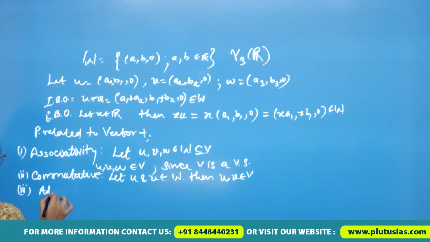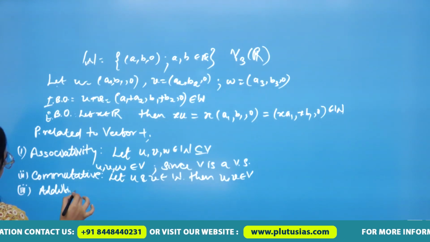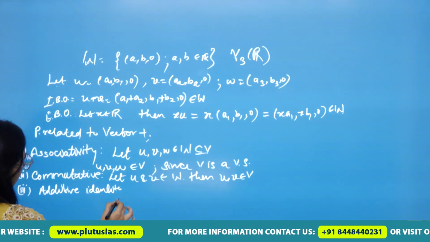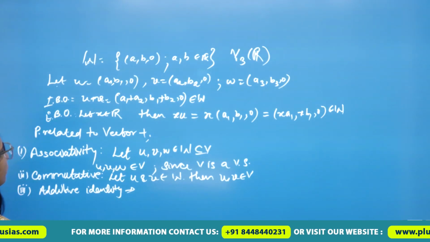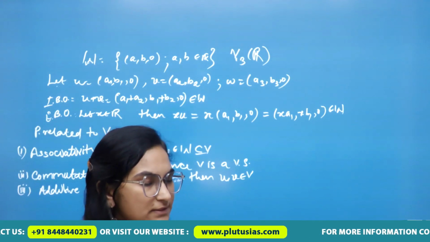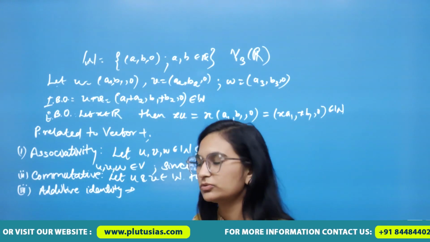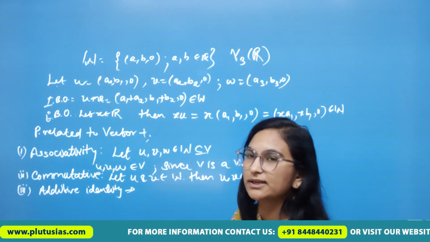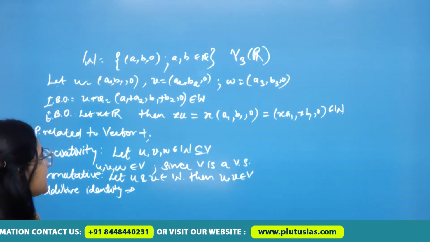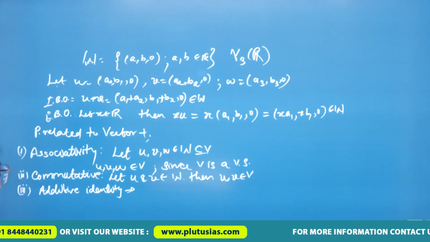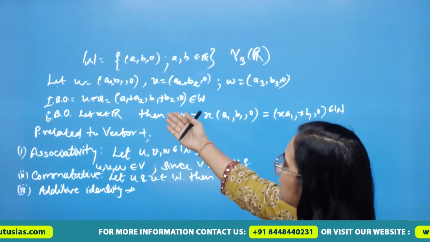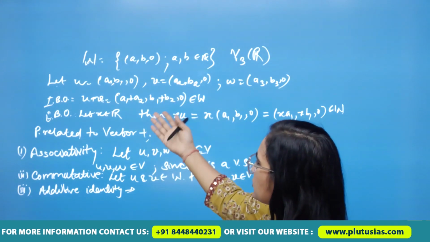Third is additive identity. This we need to prove. How would we prove it? Since a and b belong to the real numbers, and in the set of reals we know that 0 belongs to the reals, in particular we can take a and b equal to 0, and we can clearly see that (0, 0, 0) belongs to W.